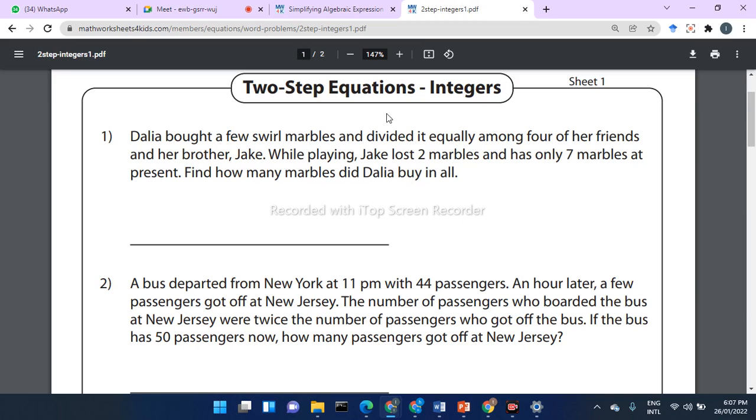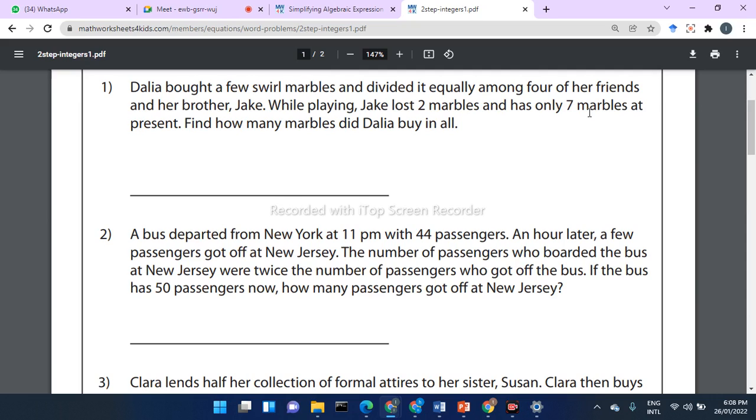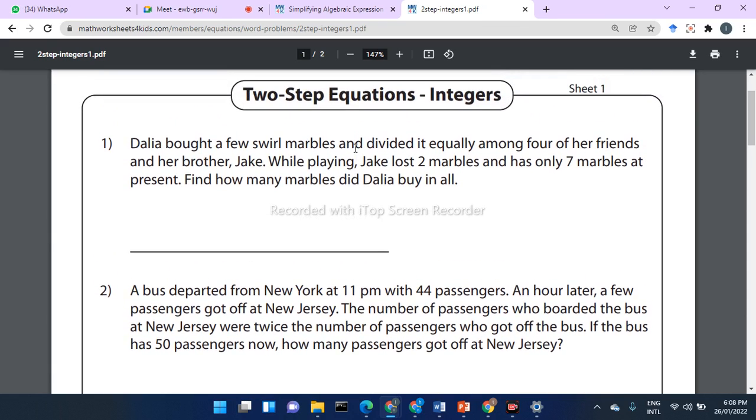Okay, so the question says the following: Dahlia bought a few swirl marbles and divided it equally among 4 of her friends and her brother Jake. While playing, Jake lost 2 marbles and has only 7 marbles at present. Find how many marbles Dahlia bought in all. Alright? So find out how many. Scroll back a place and write the topic. Oh, the topic. The topic, okay.